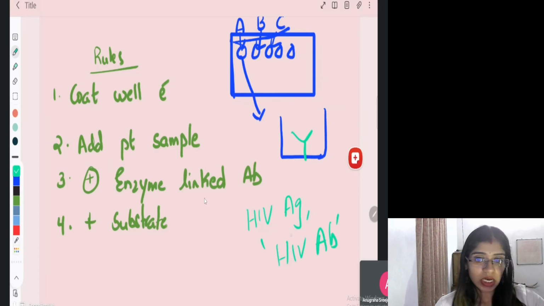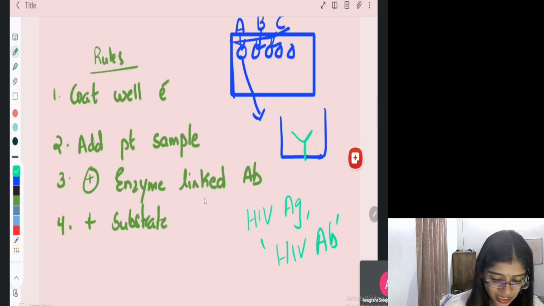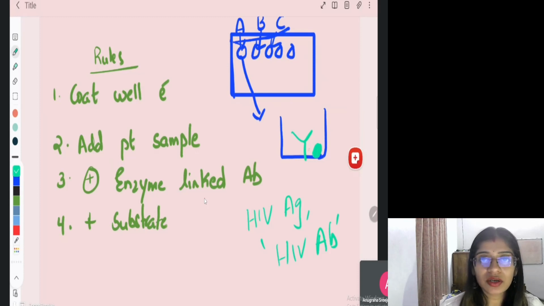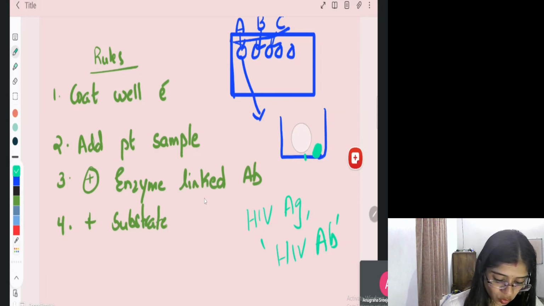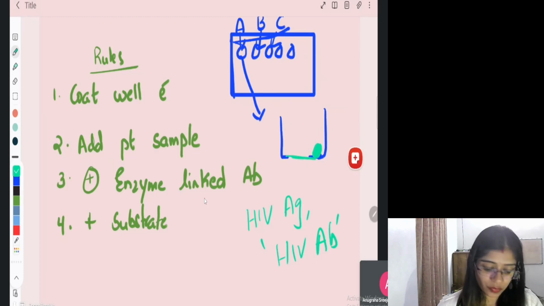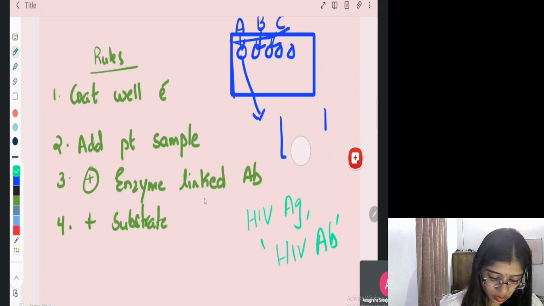Now, vice versa. If you want to check for antigen, I'm drawing antigen like this. If you want to check if an antigen is present in the patient's body, then you have to coat the well with the opposite. What? You have to coat the well with antibody. Understood? This much understood? Okay.